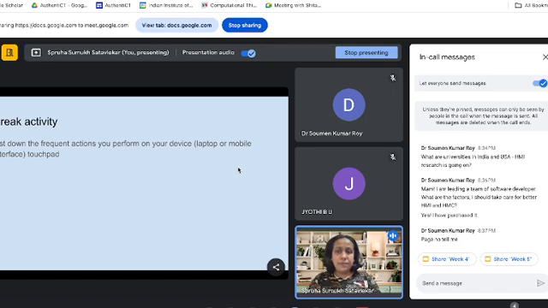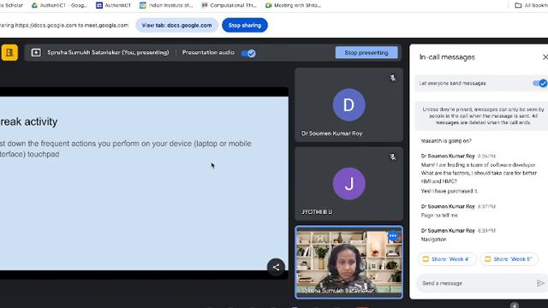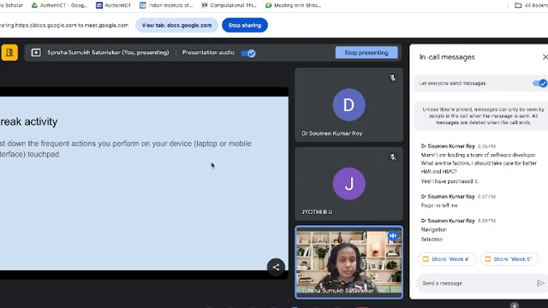So are there any answers for the break activity? List down the frequent actions that you perform on your device, laptop or mobile touchpad. So why do you use the touchpad for? Navigation, right? By navigation you mean the movement, pointing, selection, right? So you perform the tapping action. Anything else that comes to mind?